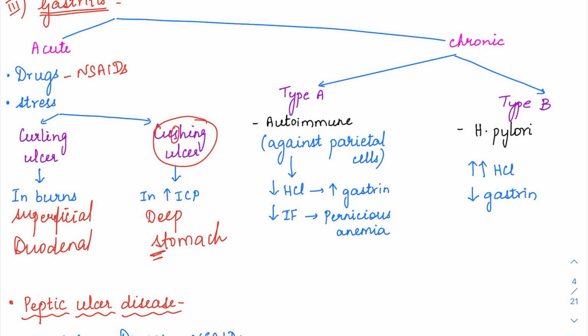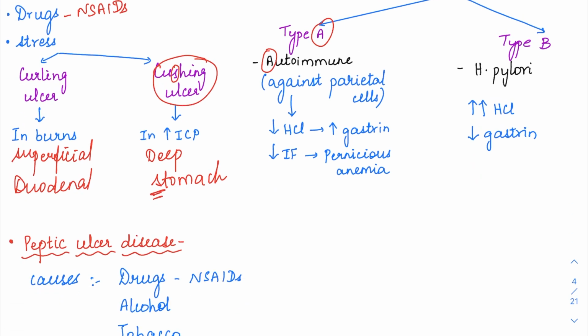Then moving on to chronic gastritis. When there are repeated episodes of acute gastritis, it can progress to chronic gastritis. Chronic gastritis, again, we divide into two types, type A and type B. Type A is caused by an autoimmune condition. So A for A, that is autoimmune. In this autoimmune condition, there is formation of autoantibodies against the parietal epithelial cells.